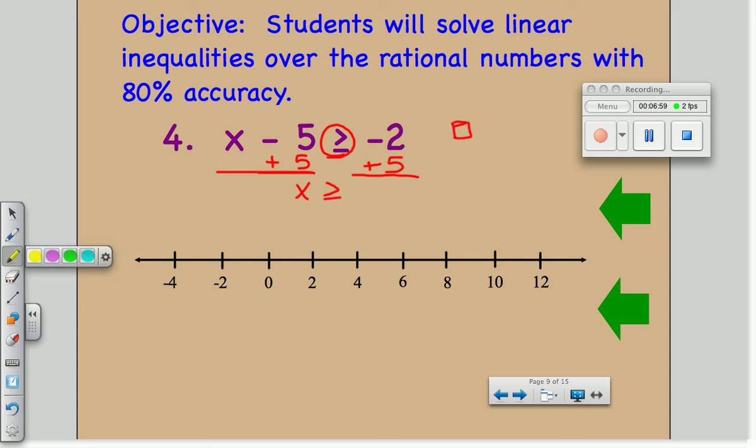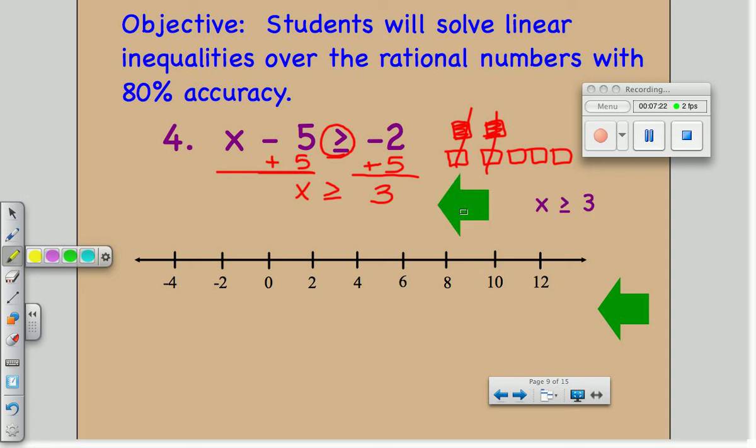I'm going to use algebra tiles because some of us are still confused by this. -2 and 5. Make your 0 pairs. What do I have left? 3. -2 plus 5 is 3. If you don't have to use algebra tiles, that's fine, then you don't have to use them. But some of us still have to use them. So x is greater than or equal to 3.